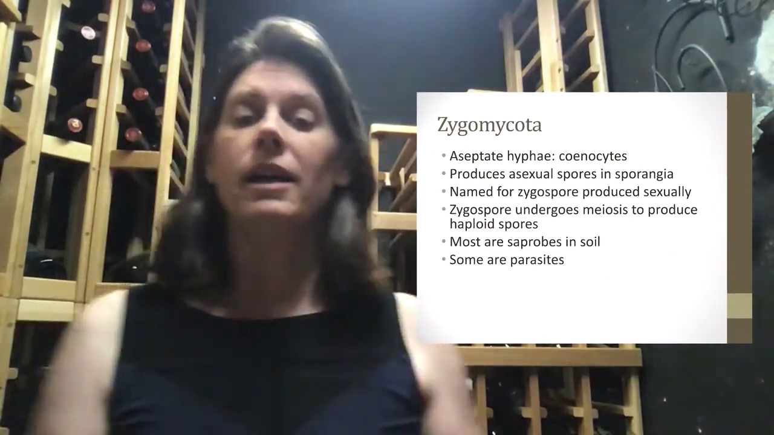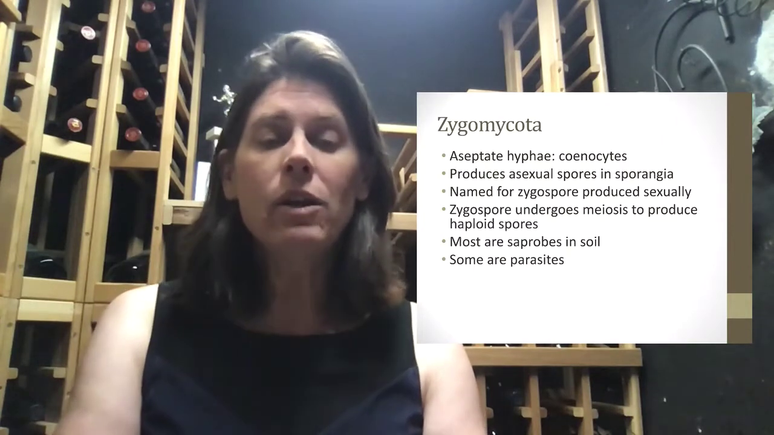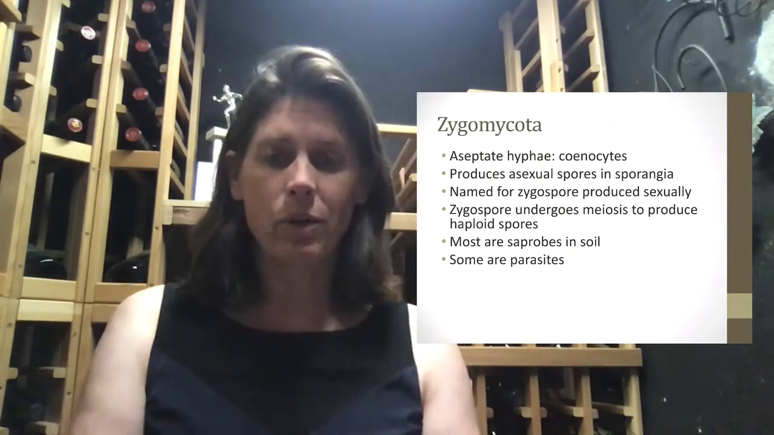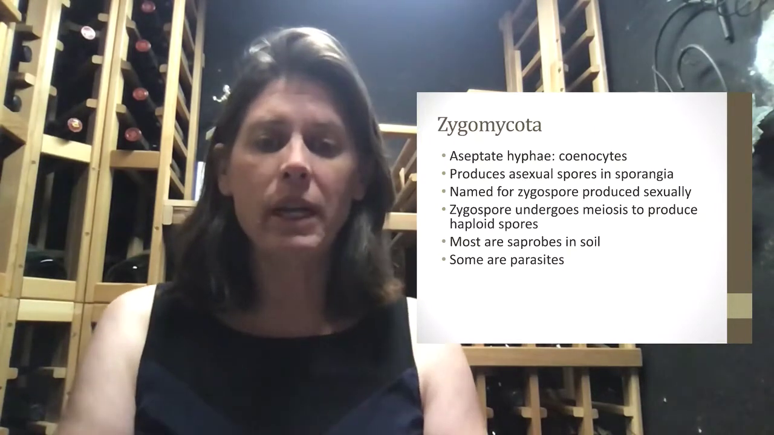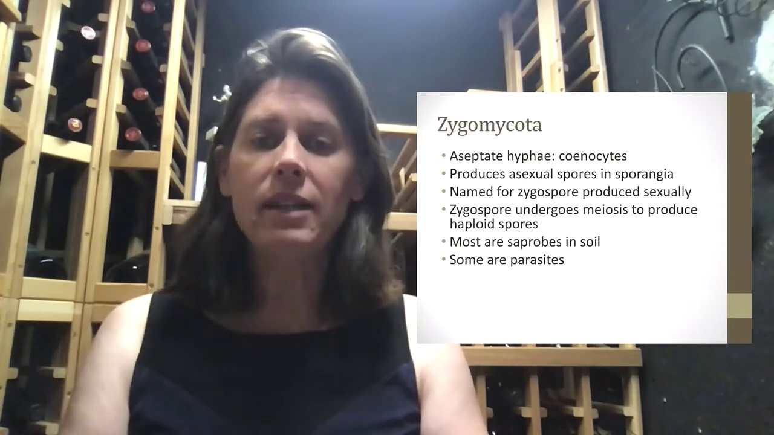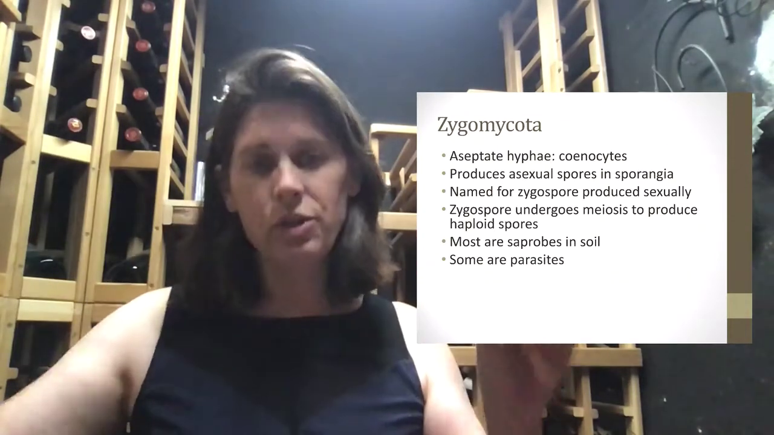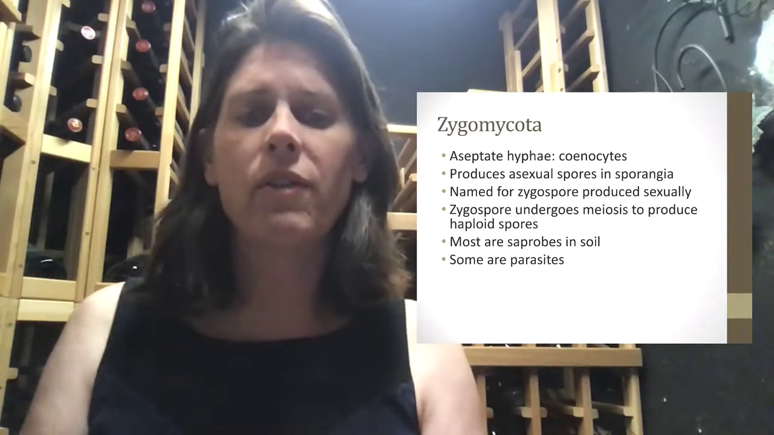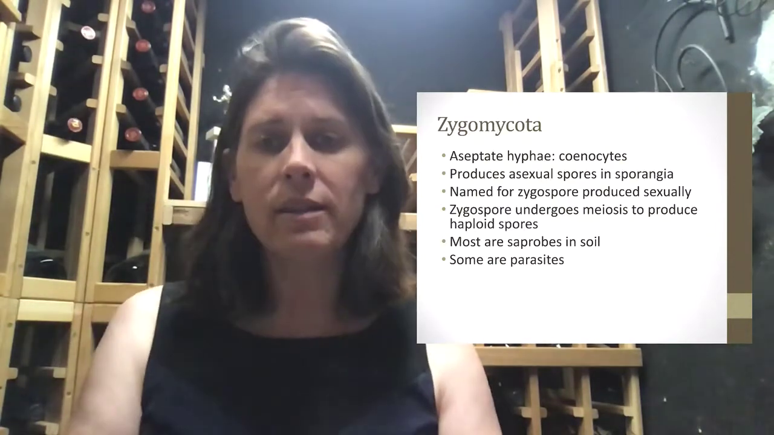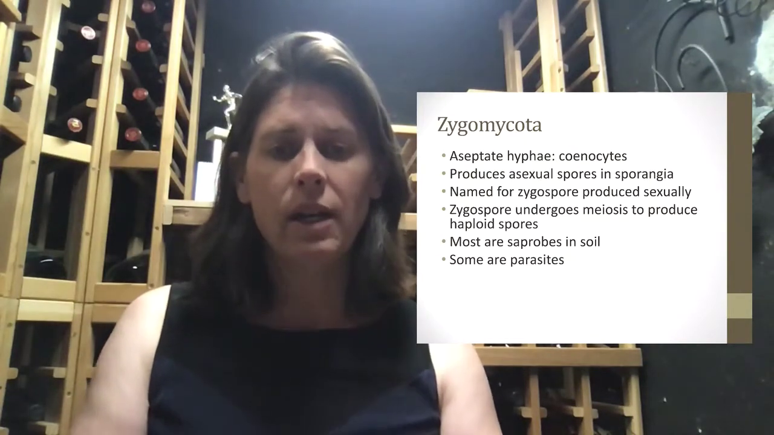Okay, the next type of fungus we want to look at is called Zygomycota. Here are the characteristics of the Zygomycota. Their hyphae tend to be aseptate. Again, that means one long tubular hypha with no divisions in there, no septae. We refer to them as coenocytes. So those are the characteristics of the Zygomycota.